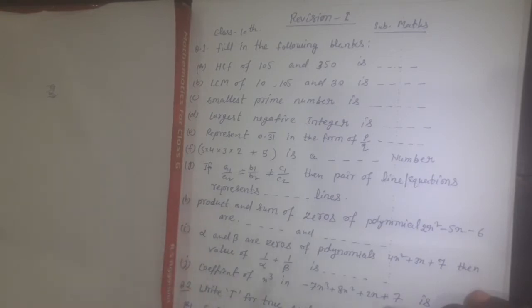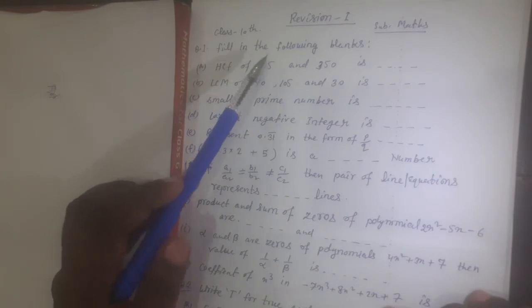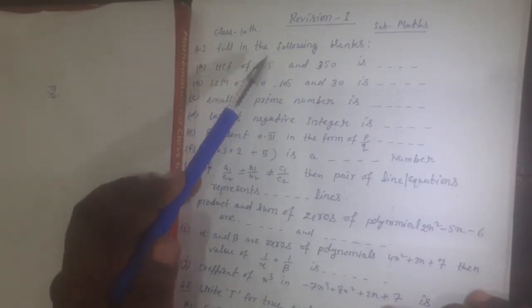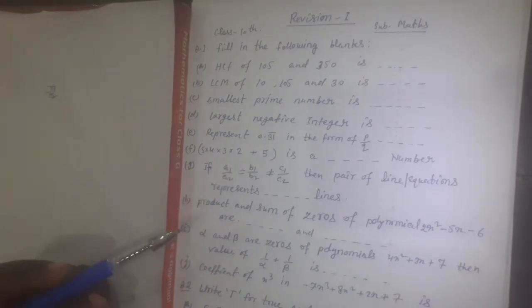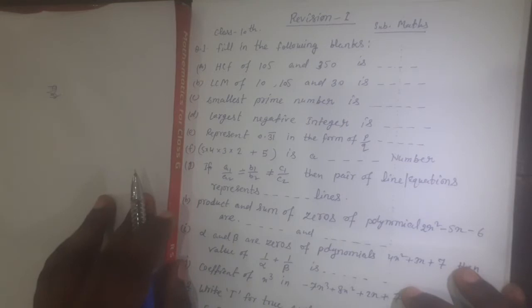See here, question number 1. Question number 1 says fill in the following blanks. Question A: the HCF of 105 and 350 is. How to calculate the HCF of 105 and 350?